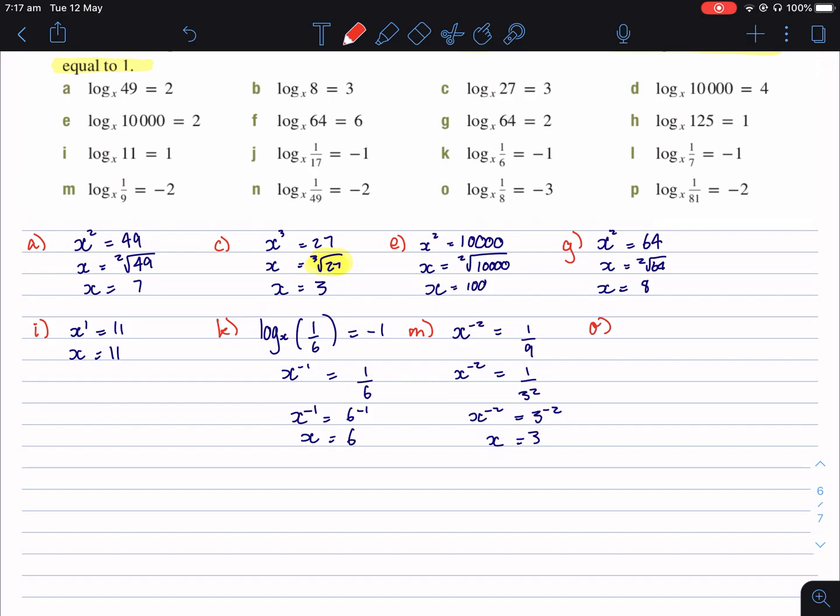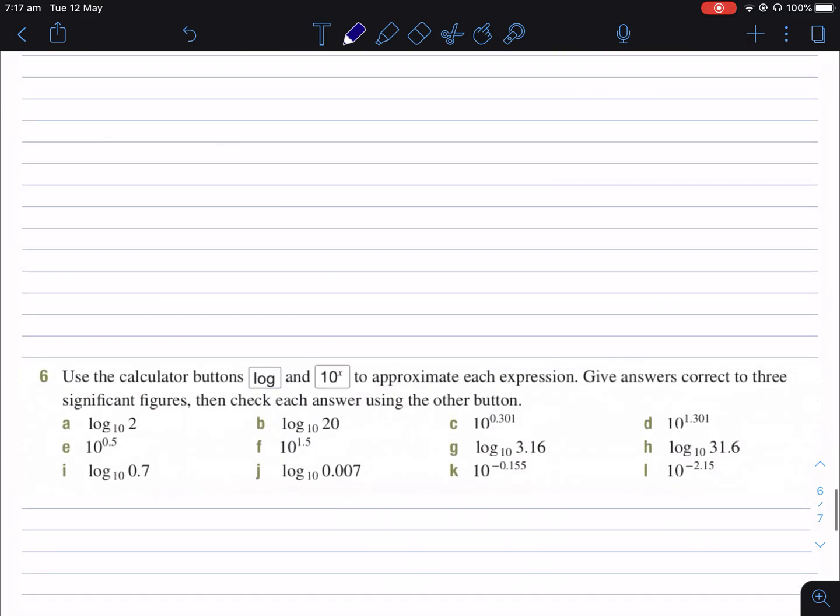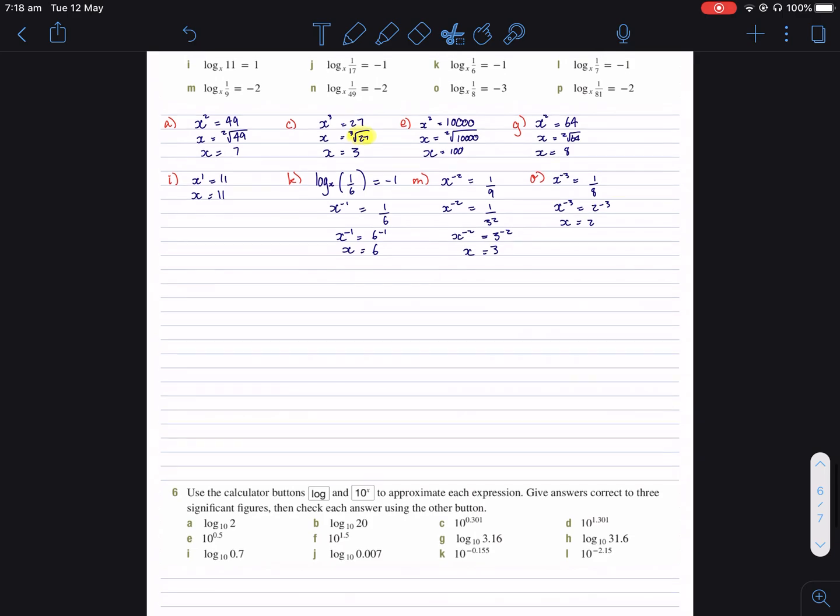Okay, question O. We've got log base x, 1 on 8 equals negative 3. You can probably see x to the negative 3 equals 1 on 8. 8 is 2 cubed, so x to the negative 3 equals 2 to the negative 3. X must then be 2. One question to go.